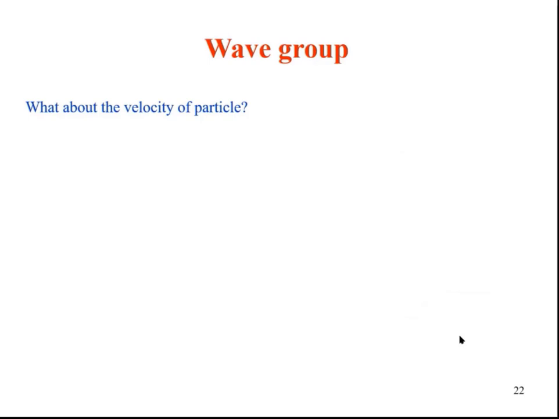Now, what about the velocity of a particle? Because a particle cannot be represented by a single wave. So, suppose these are two waves the particle is represented by. This is the central wave, and the other wave differs from the first wave by only small quantities of ω and k, that is ω + Δω and k + Δk.